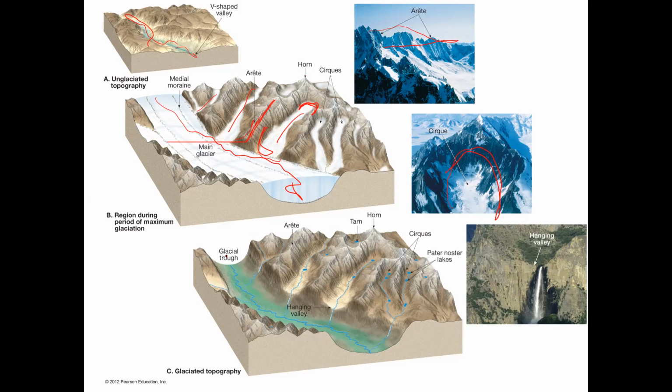Then obviously you have the main glacial trough, and where the smaller tributary valleys dump into the main glacier, whenever the glacier is gone, it forms these hanging valleys, like you can see here. So you can see how glaciation has shaped this landscape from here to here.